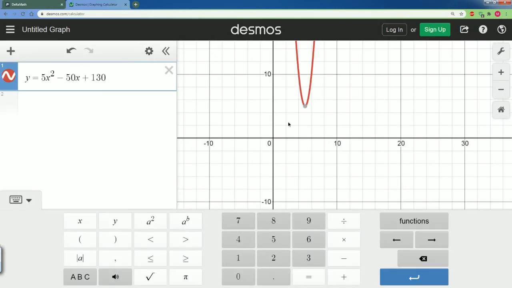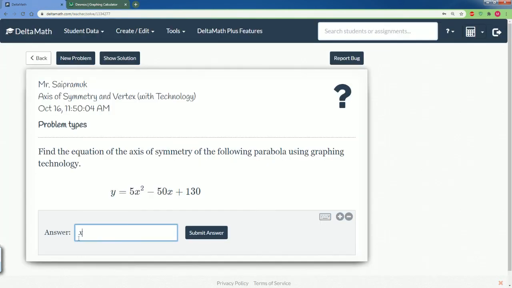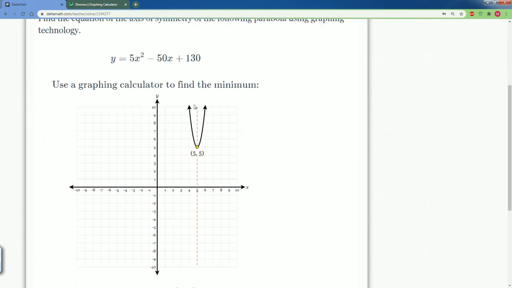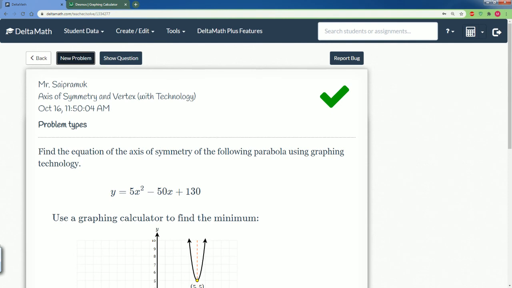Oh, so it is a minimum at 5, and we only look at the x value because the line is coming straight down and it passes through the x value, so it is 5. So it would be x equals 5 for the line of symmetry. We saw it right here. The line goes straight down and it passes through the x value of the vertex, so x is equal to 5. All right, so there you go. That's everything you need to know to do the axis of symmetry and vertex with technology.